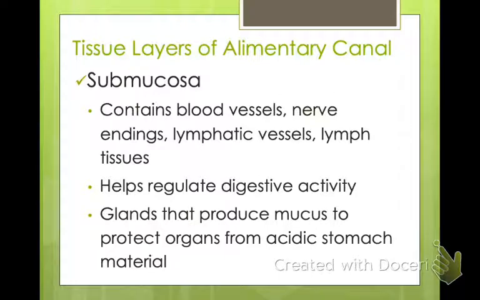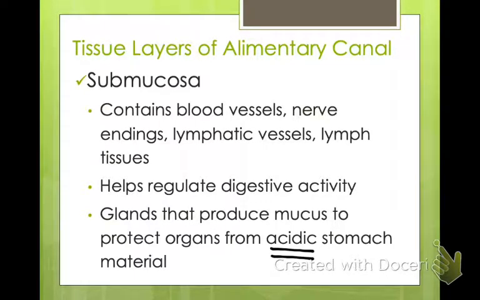It's also transporting other things, but we need blood vessels there to give the cells oxygen. This layer helps to regulate digestive activity. There's glands in this layer that also will produce mucus, and the mucus that they're going to secrete is going to be more of a basic or an alkaline type mucus, because it's going to protect the stomach from the acid eating the stomach.